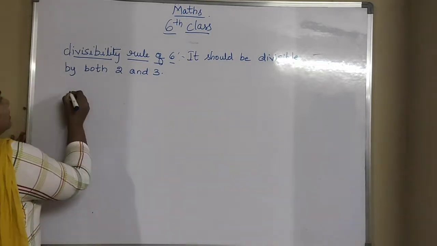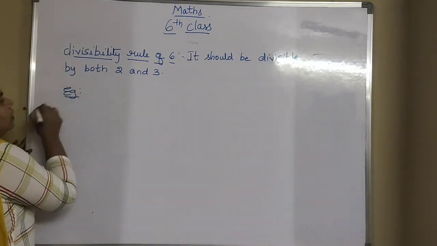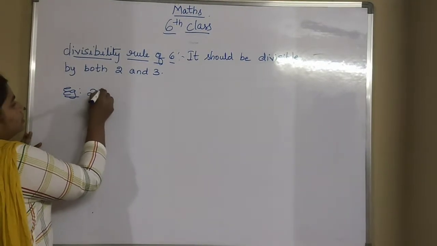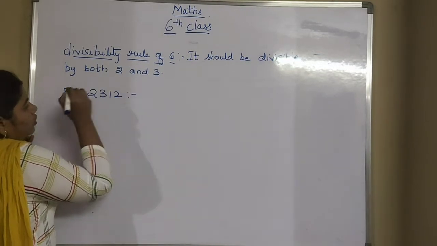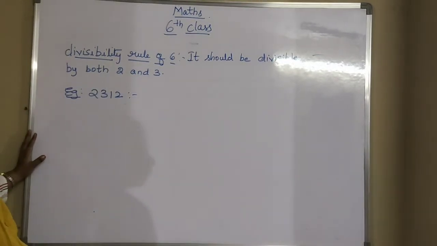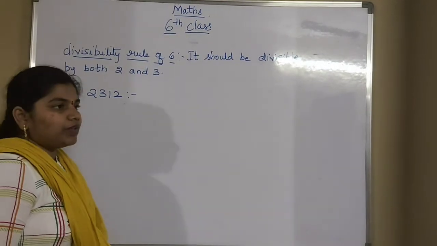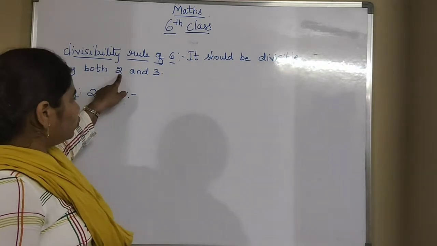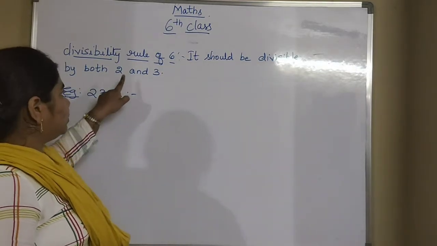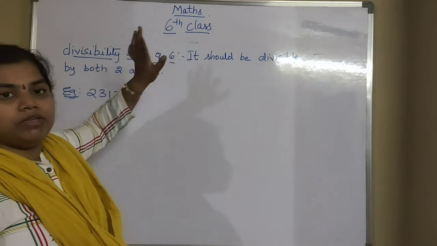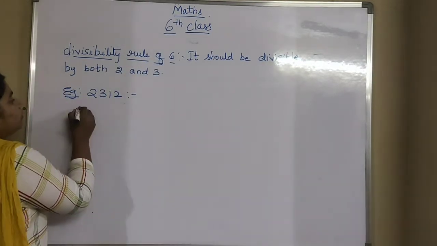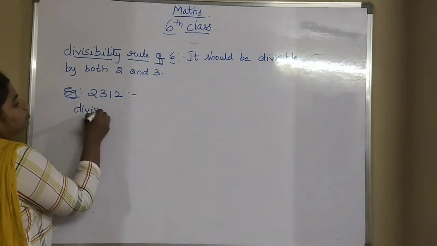So we will take one example here. So example I am taking it as 2312. So whether this number is divisible by 6 or not, we have to check. That means if it is divisible by 2 and also it is divisible by 3, then only it will be divisible by 6. So first we will check for divisibility rule of 2.